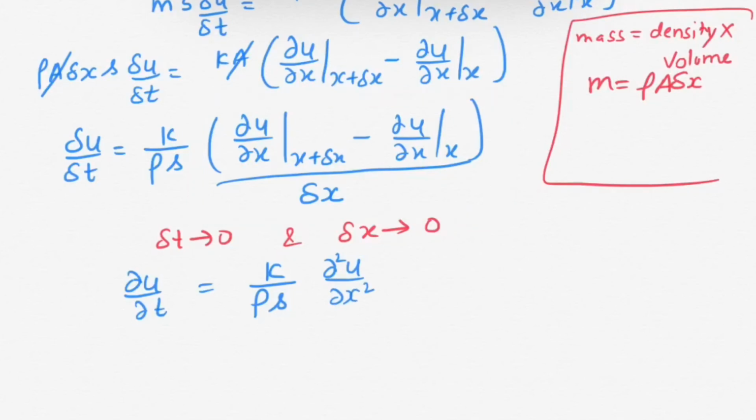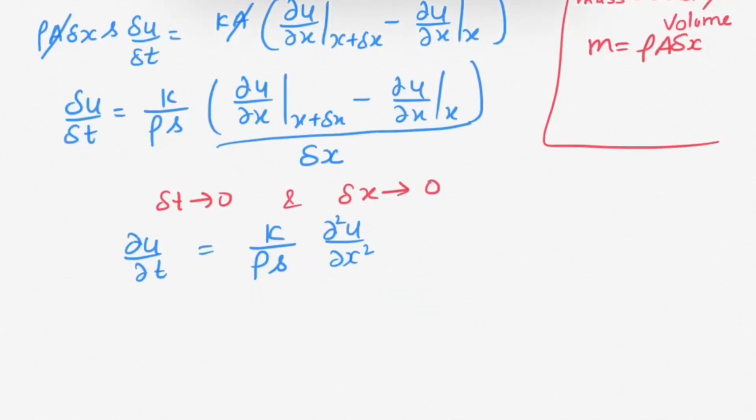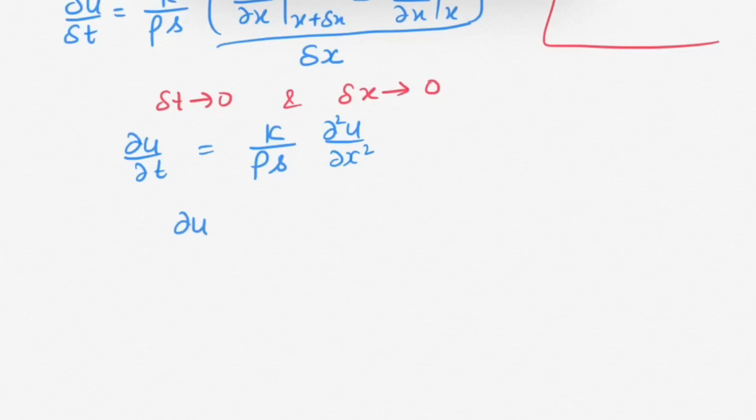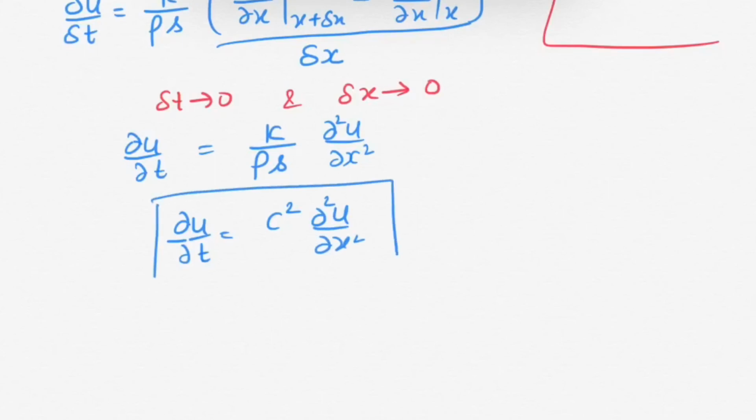Now this value is some positive constant, so replacing this constant with c square, we have del U over del T equals c square del square U over del X square. And this is our required heat equation.